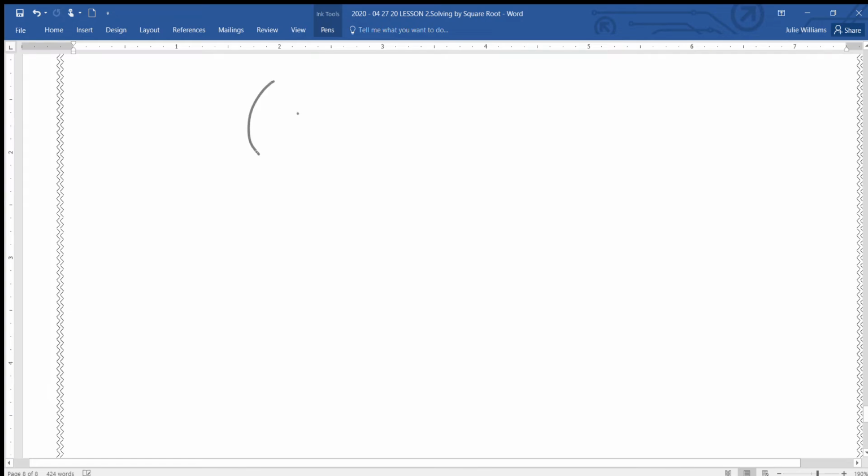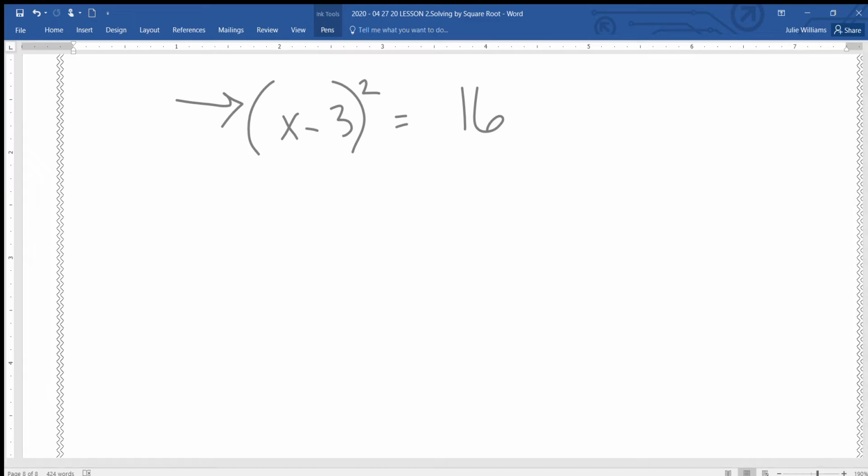Okay, so let's say I have something like this. The quantity x minus 3, the quantity squared, equals, let's say it equals 16. Now, I've taught you that you could expand the left side and then subtract the 16 on both sides and then set it equal to 0 and factor. That's one way that you could solve this. However, another way that you can solve this is by simply taking the square root of both sides.